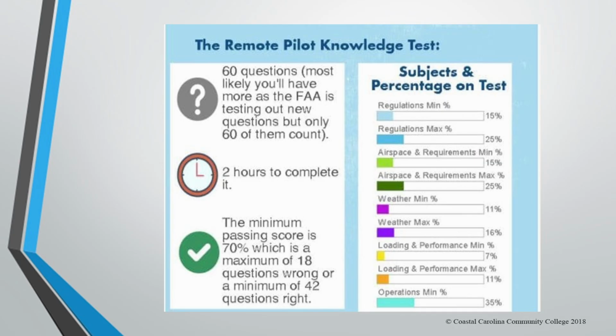So what does it cover? It's 60 questions. On the right is the weighting of what content is expected to be on the exam. You have 2 hours to complete it. I have not heard of anyone who has taken the test that requires the 2 hours. The passing score, once again, is 70%, which allows you to get 18 questions wrong and 42 questions right.